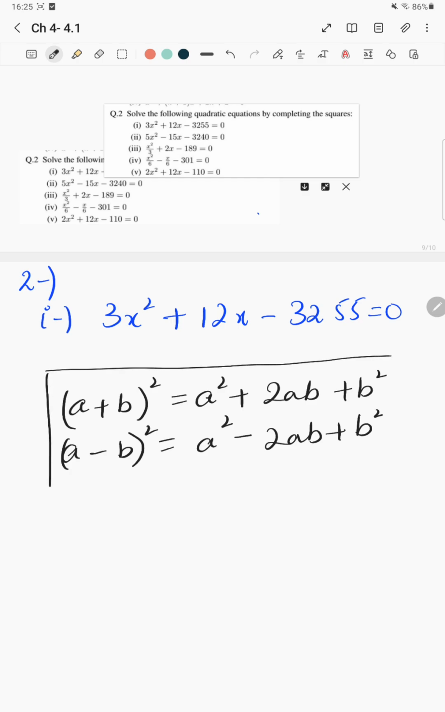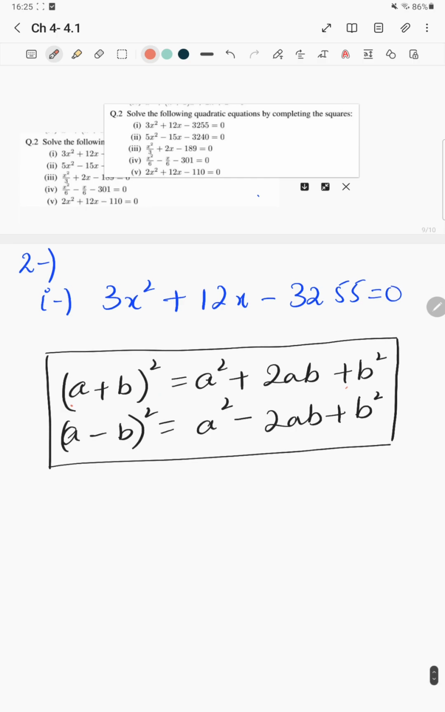So what are these two things? In the completing square method, you will get the right hand side of the formula and you have to make it equal to the left hand side of the formula. You will get this side of the formula and you will have to make it equal to this side. Okay, now let's say I have the question 3x square plus 12x minus 3255, which is equal to 0. So first of all, I need to have a square, that means x square.